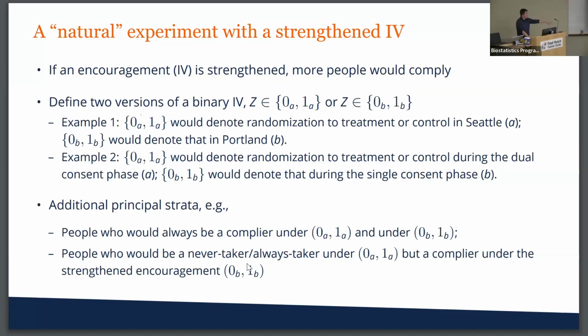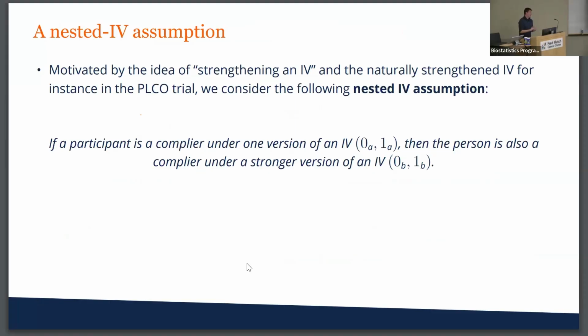I think this is a key thing. We need to establish that because we can think of a person, we can define potential outcomes under randomization to treatment or randomization to control. We can also define potential outcomes under randomization to treatment in Seattle versus being randomized to treatment in Portland. The key assumption that enables identification, which I think is a pretty reasonable assumption, we call the monotonicity assumption. We say, if a participant is a complier under the weaker version of the instrument, then the person will remain a complier under the stronger version.